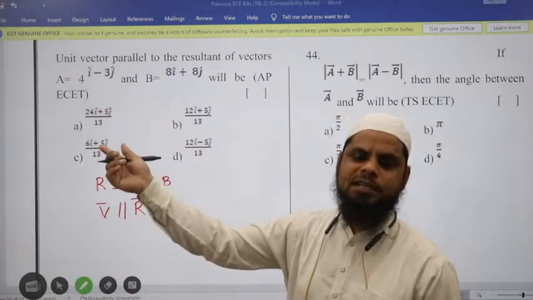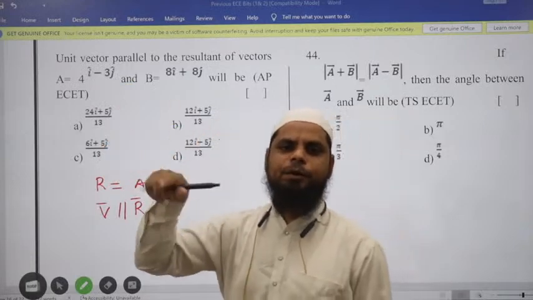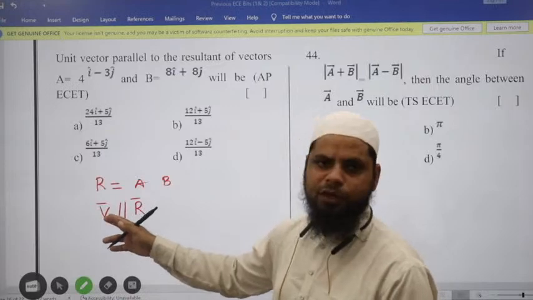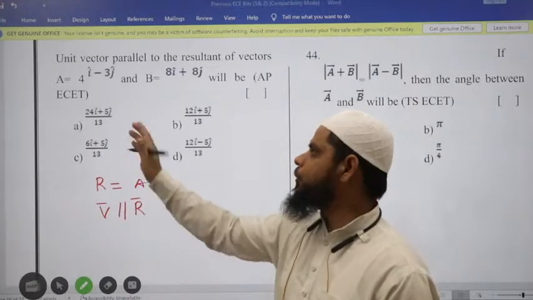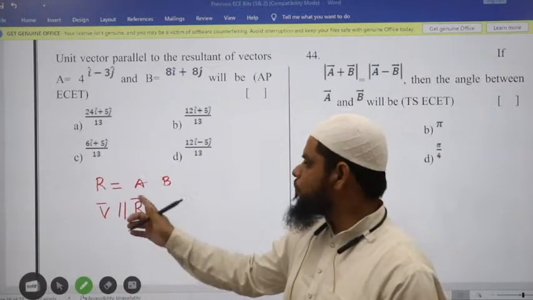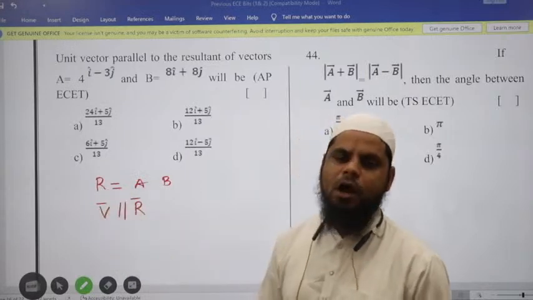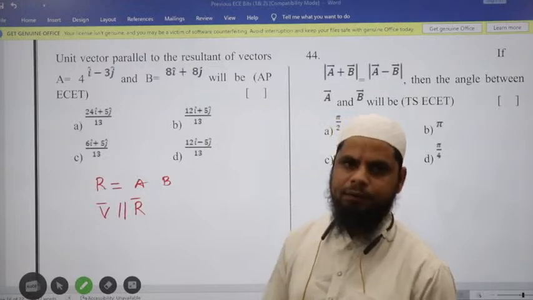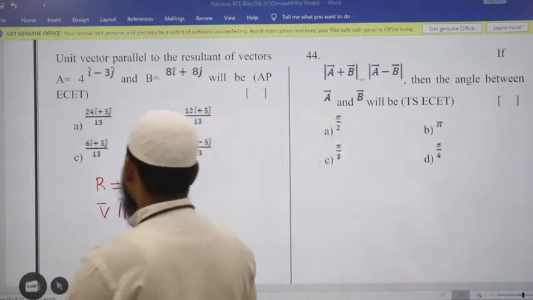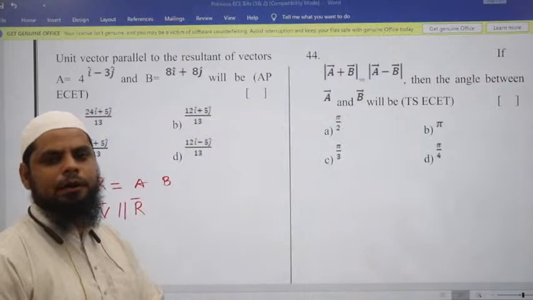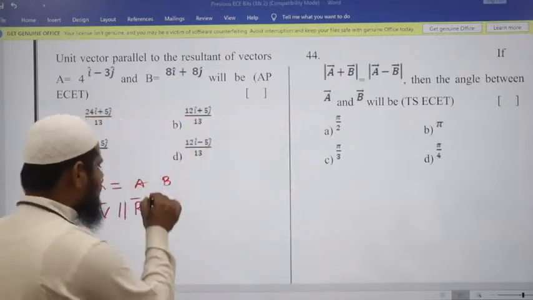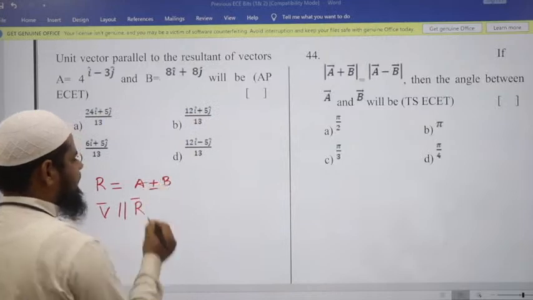Unit vector is nothing but any vector divided by its own magnitude, then it is said to be a unit vector. So first of all, we need to find the vector, then the magnitude will come automatically. So first we need to find the resultant. How do you find the resultant? Can anyone, any guesses? Generally, the resultant of two vectors is the addition of two vectors or the subtraction of two vectors. So A plus or minus B, which one?